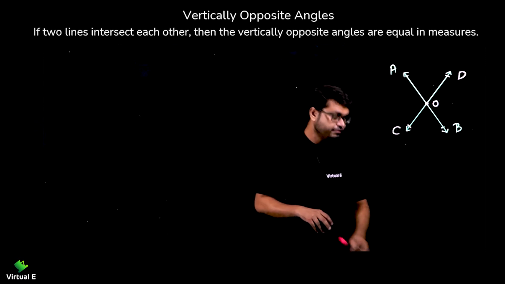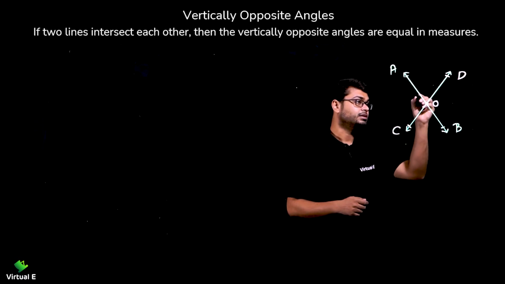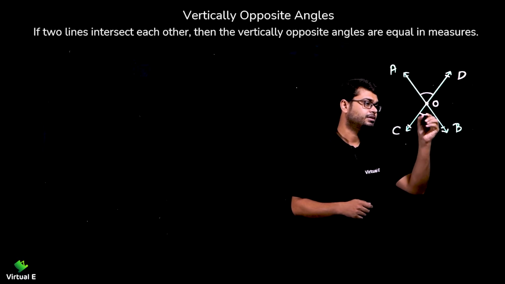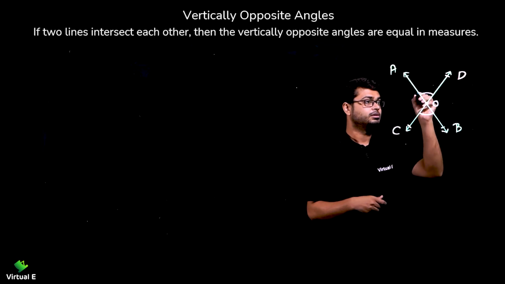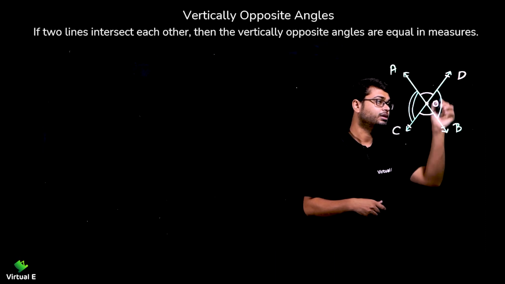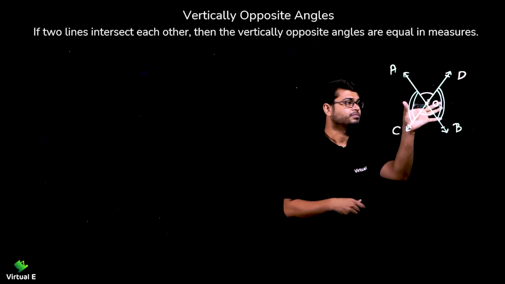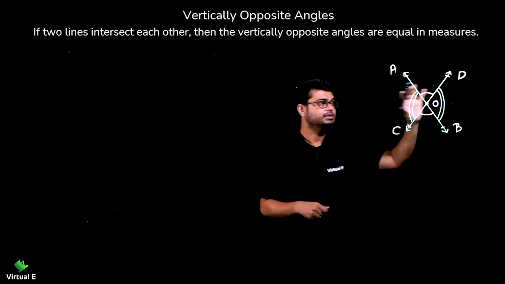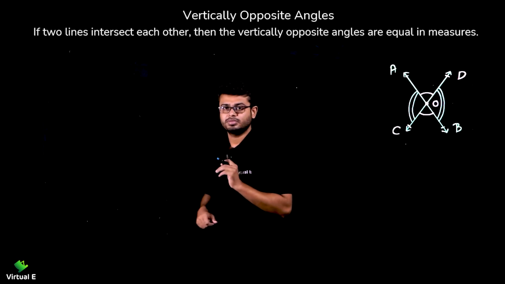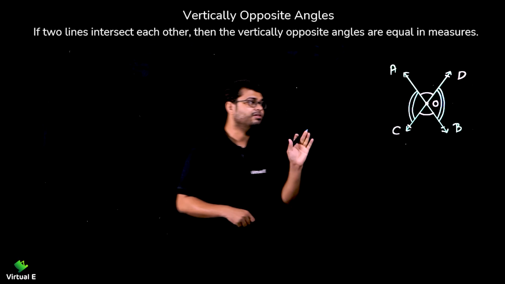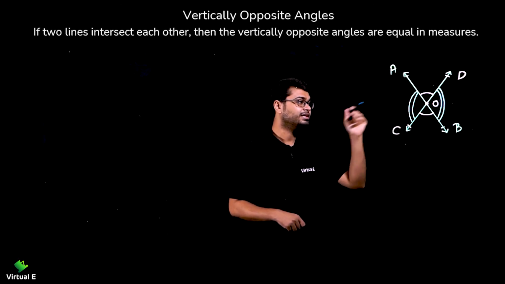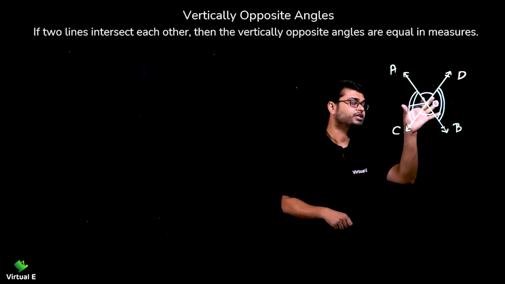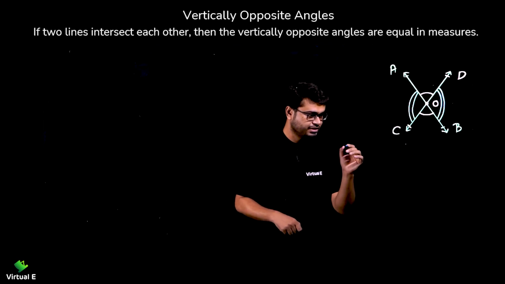Now we need to prove that this angle and this angle over here are equal. This is what we need to prove. These two angles are equal and these two angles are equal. So how shall we approach? First of all, let's write what conditions we have. Two lines AB and CD intersect at O, and we need to prove this one. So let's write the given conditions.